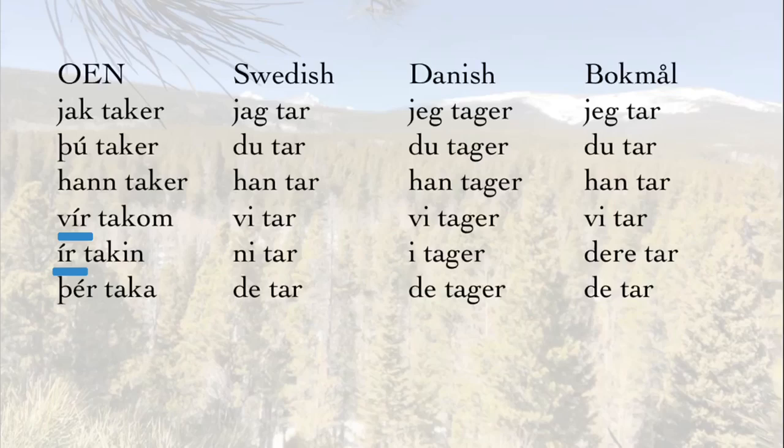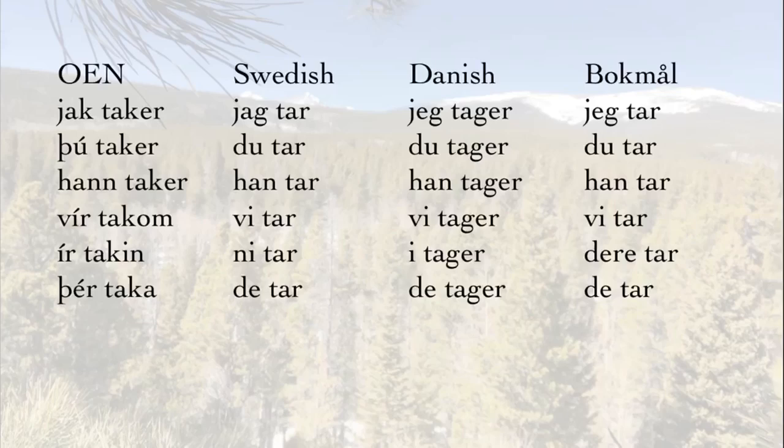Now in Swedish, we see, as has happened in all of the standard continental Scandinavian languages, the old second or third person singular form ending in R has become the general form for all persons and numbers in the present tense. So these are all simply tar. Yatar, dutar, hantar, vitar, nitar, and domtar.